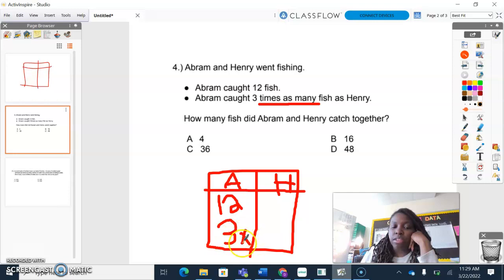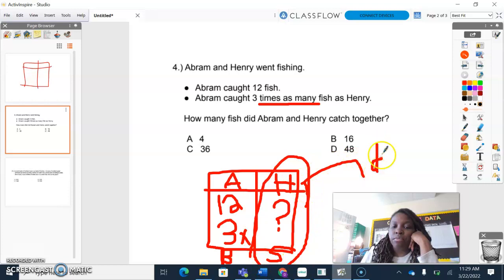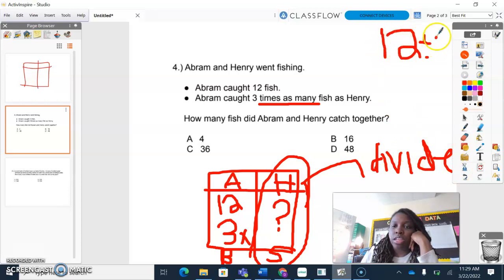3 times. Now, who am I looking for? Am I looking for Abram or Henry? Good. Looking for Henry. And now I look for which one's big and which one's small. Which one is the biggest one? Good. Abram is big. Henry is small. So I know if my question mark is under the small, what do I have to do? Good. Divide. So I'm dividing. So I divide 12 divided by 3, and I will get 4.